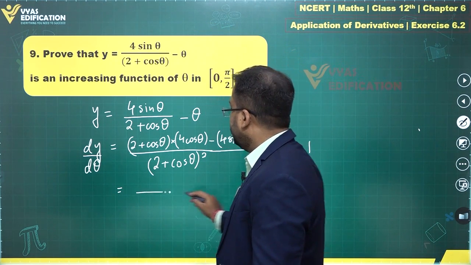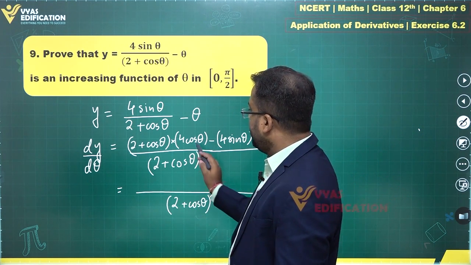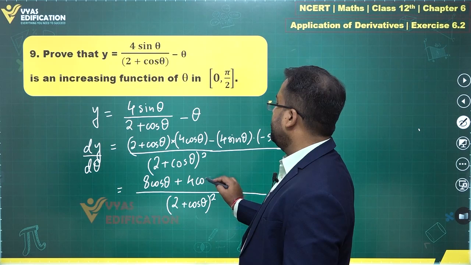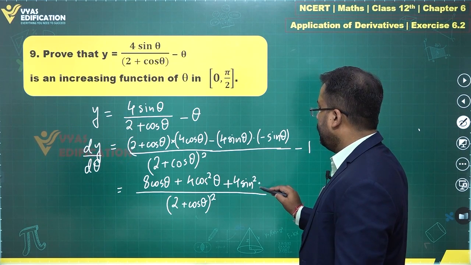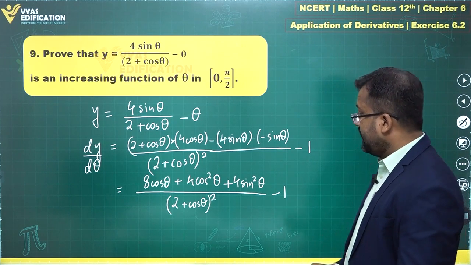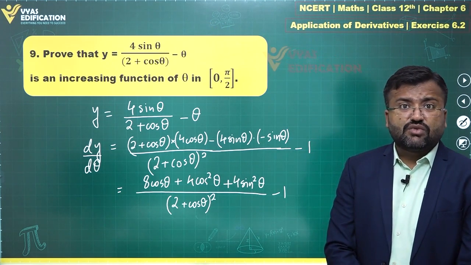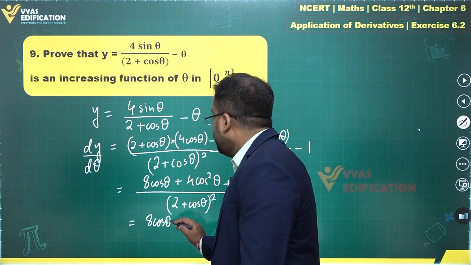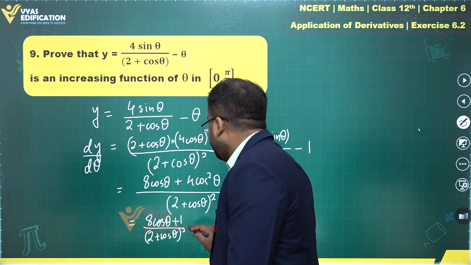And what will this become? The denominator is 2 plus cos theta, squared. In the numerator you have 8 cos theta plus 4 cos square theta plus 4 sin square theta, and then you have a minus 1 as well. Taking 4 common from 4 cos square theta and 4 sin square theta, what remains is cos square theta plus sin square theta, which is simply 1. So this is 8 cos theta plus 1 over 2 plus cos theta whole squared, and there's a minus 1.